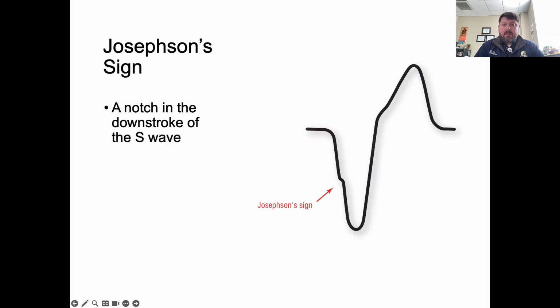We haven't really mentioned this a lot, and it's not something that we're going to particularly be looking for in entry-level cardiac interpretation, but Josephson's sign refers to the presence of a notch in the downstroke of the S wave, and it's going to show in many complexes of ventricular origin. The presence of this notch is very useful in distinguishing a ventricular complex from an aberrantly conducted supraventricular complex, or a complex with an underlying left bundle branch block or right bundle branch block.